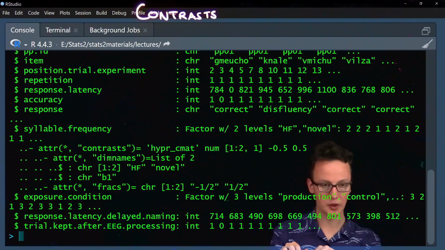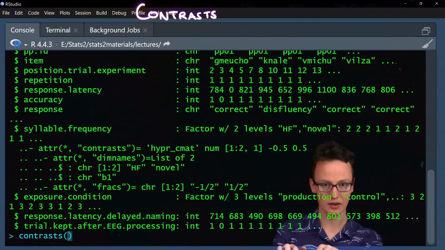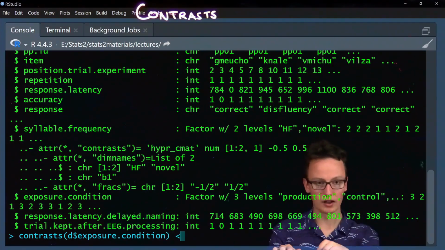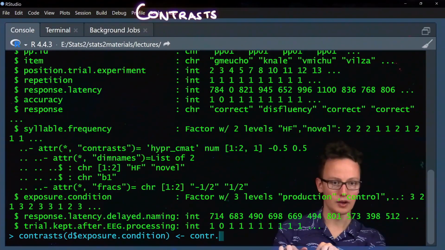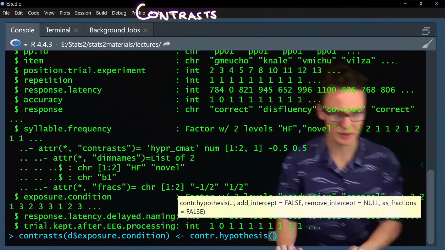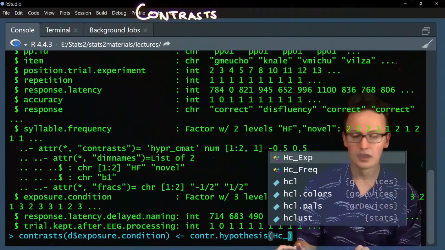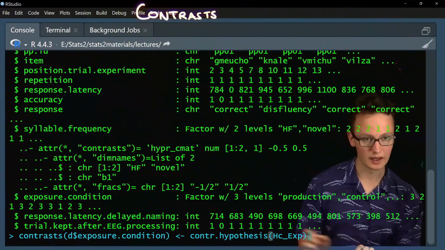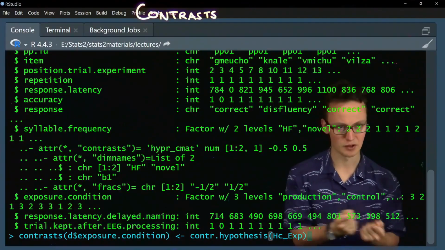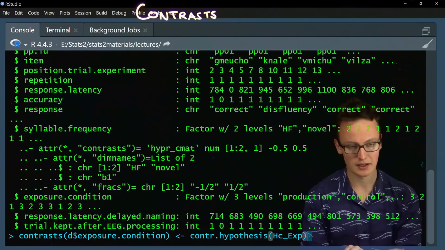Now we can go on and also define the contrasts of this three-level factor. So let's say contrasts of the exposure condition should now be assigned our contrast matrix, which we can generate from hypr. We had saved this object as hcexp, and using the contr.hypothesis function extracts the contrast matrix out of this object and assigns it as a contrast coding. So let's do that and see what happens.